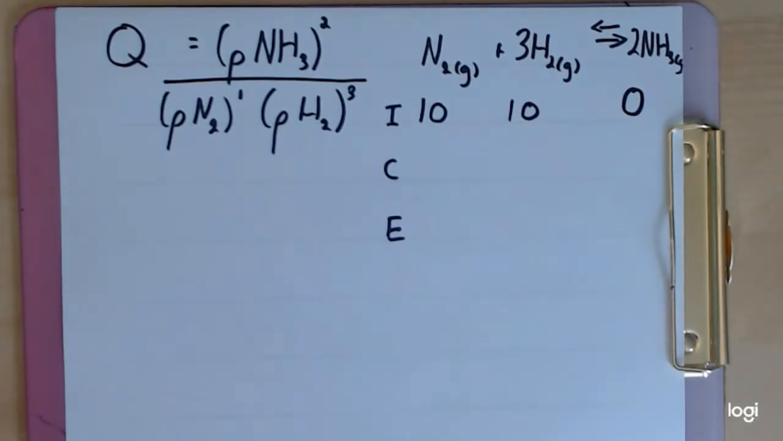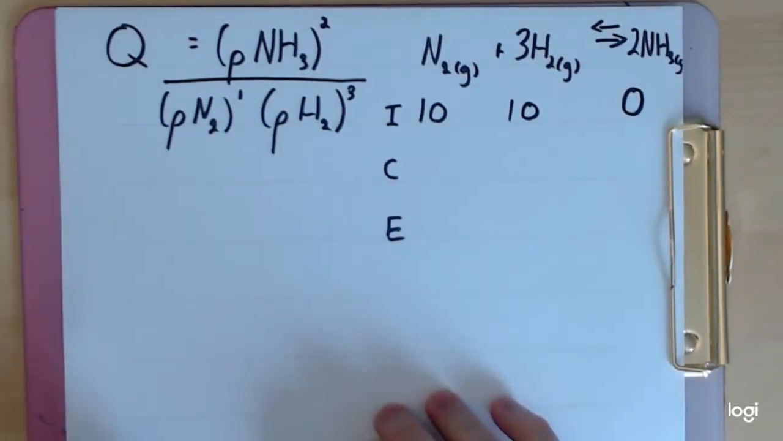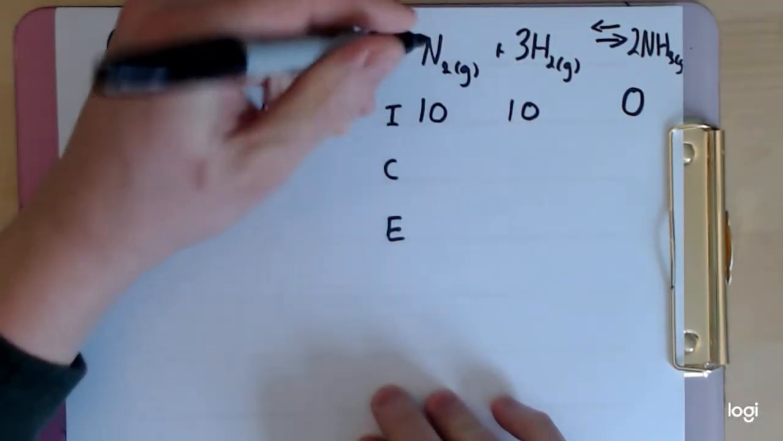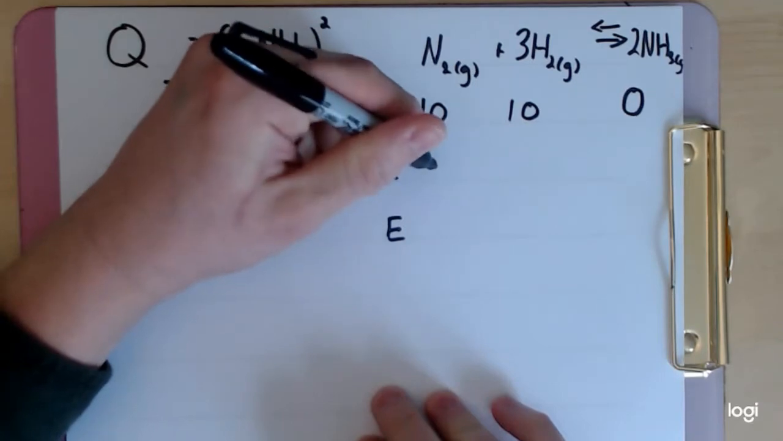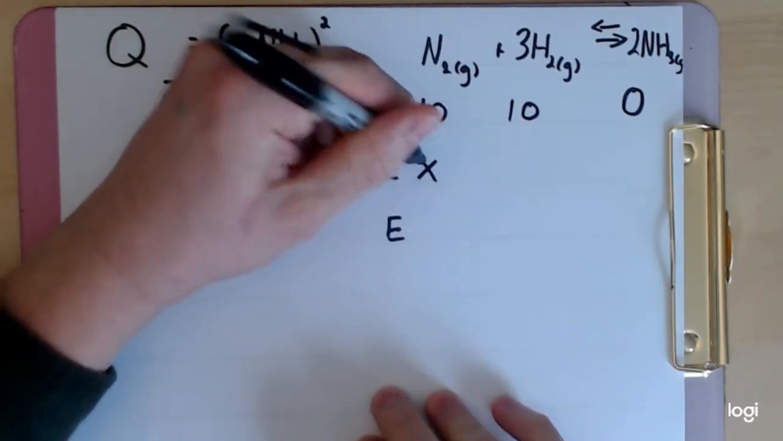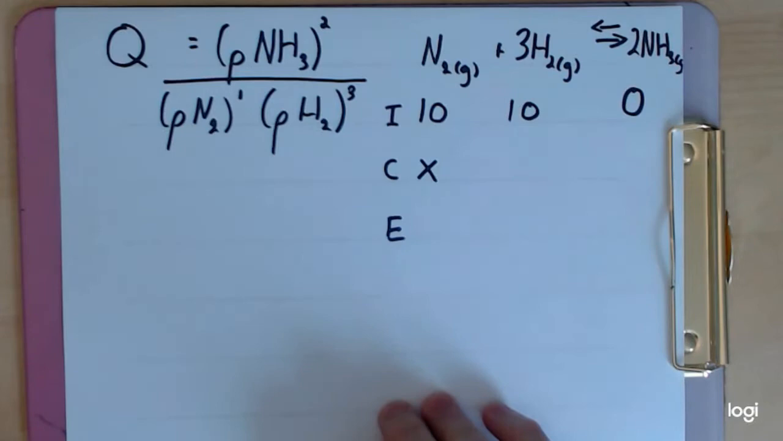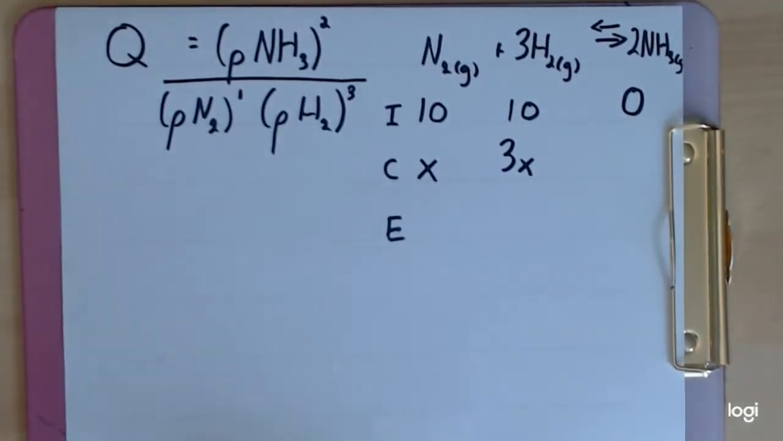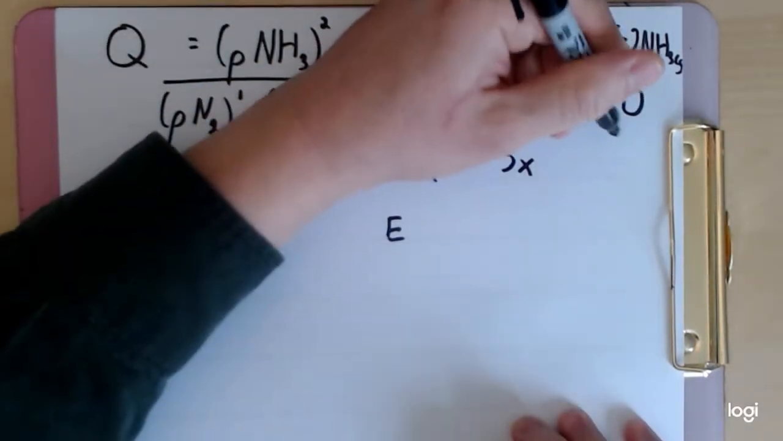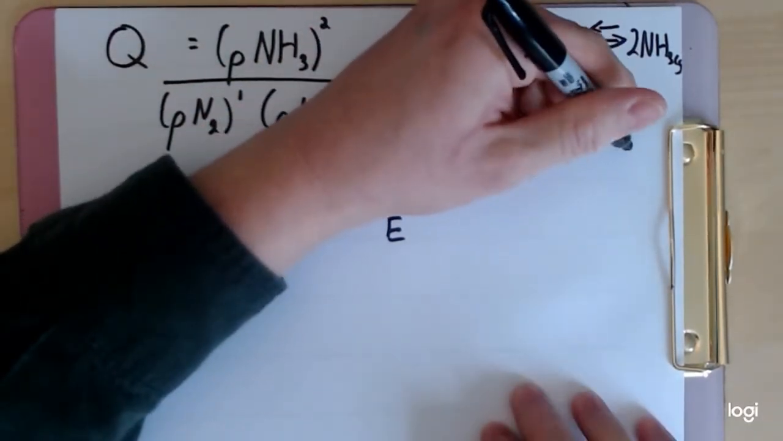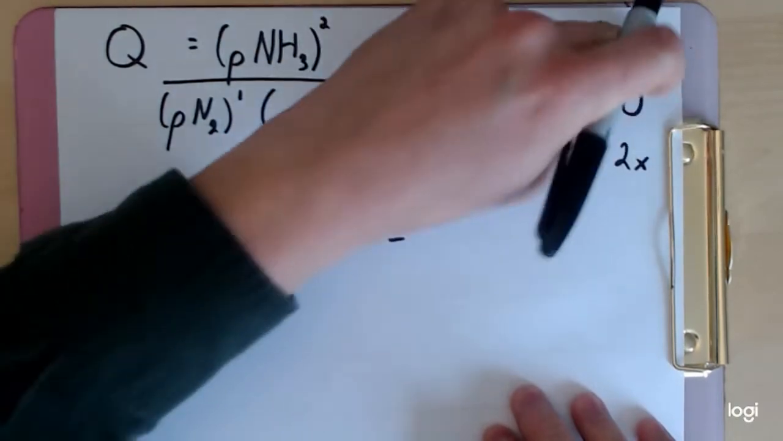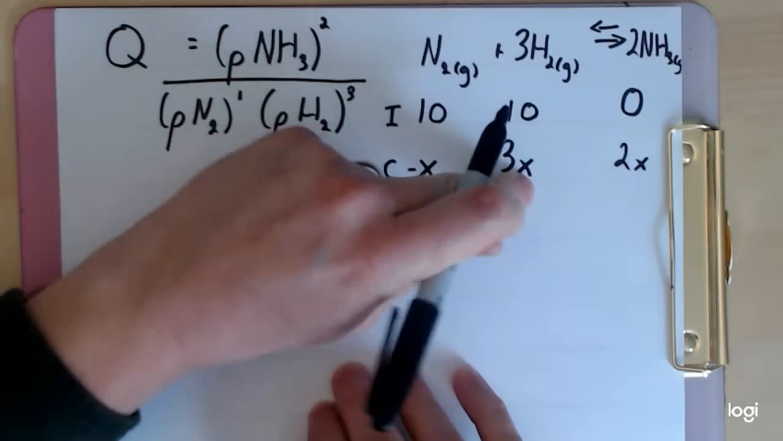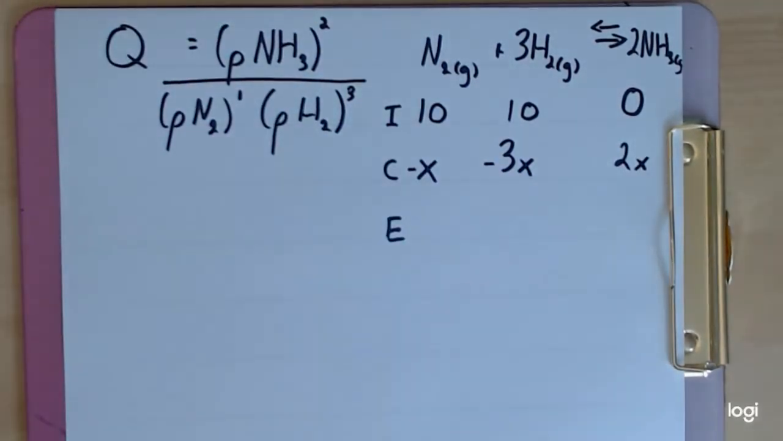Now, as this reaction progresses, what is the change in concentration? Well, for every amount of dinitrogen gas consumed, which we can call x, we consume 3 times that amount, or 3x, of hydrogen gas, and we produce 2x of ammonia gas. Now the change is going to be negative because these are being consumed, and this is going to be positive because that's being produced.